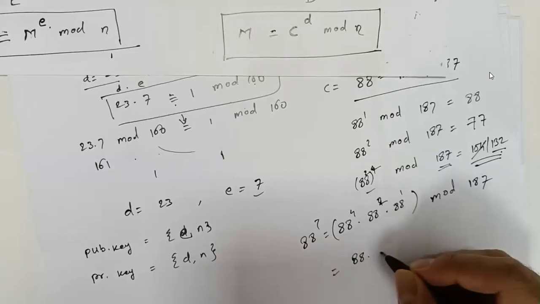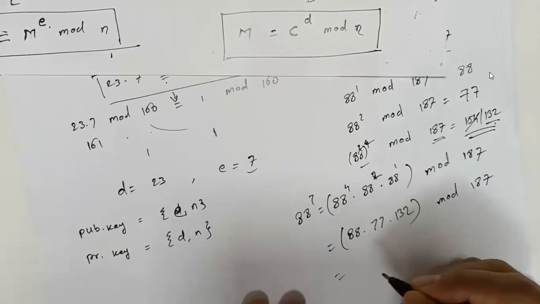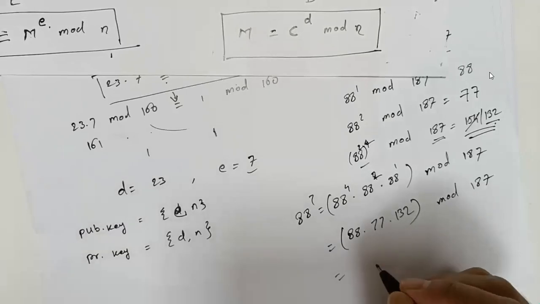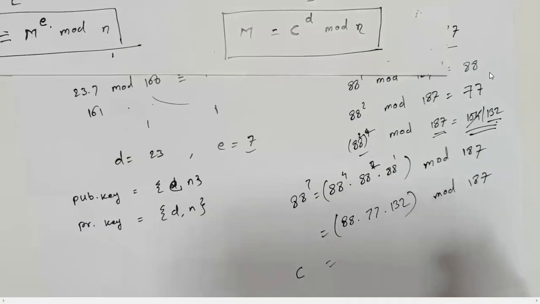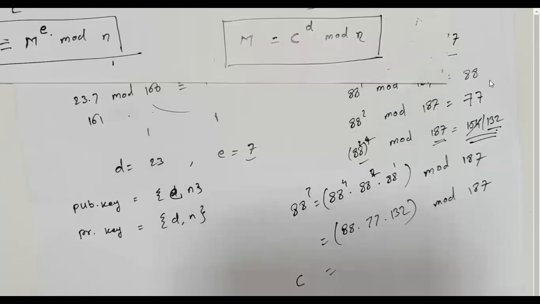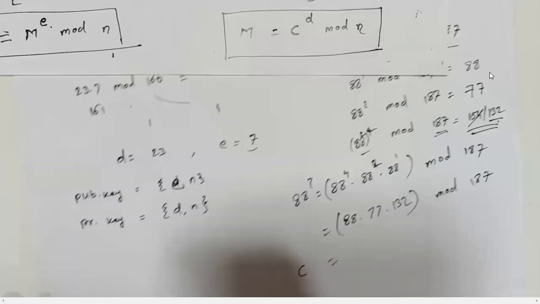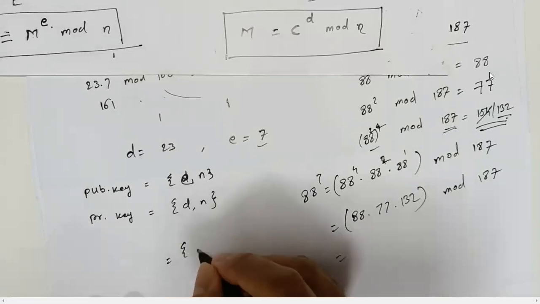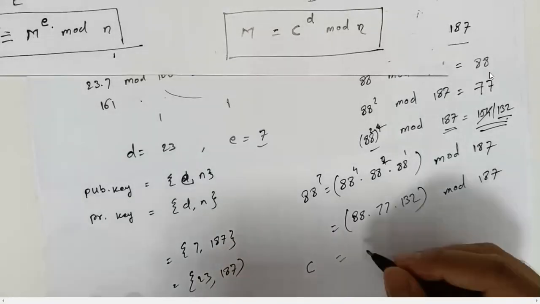So 88 into 77 into 132 mod 187, and that will be the ciphertext. So it is 9. Is there any other answer?